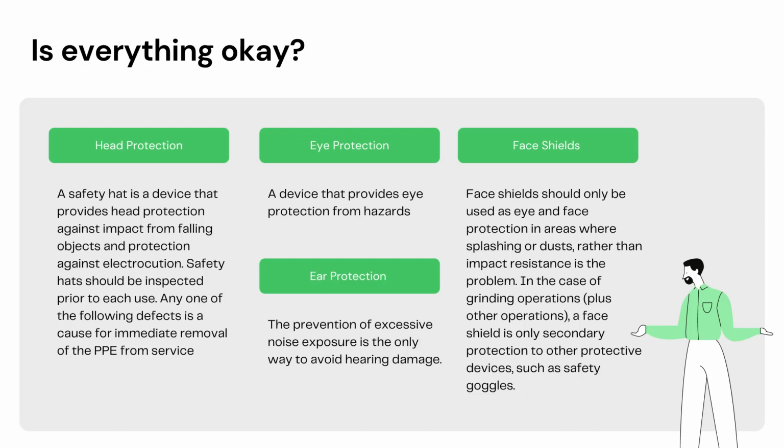The prevention of excessive noise exposure is the only way to avoid hearing damage. Engineering and administrative controls may be used if acceptable sound levels are exceeded. If such controls fail to reduce the sound levels to acceptable limits, personal hearing protection must be used. Earmuffs must make a perfect seal around the ear to be effective.